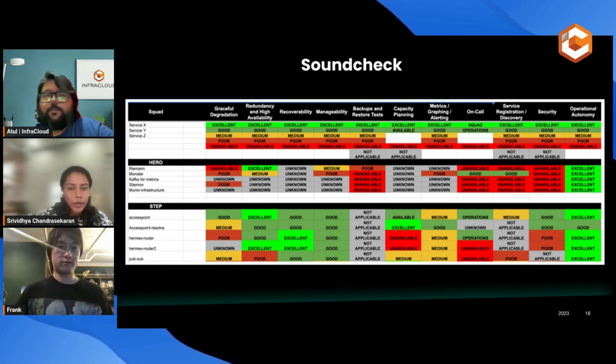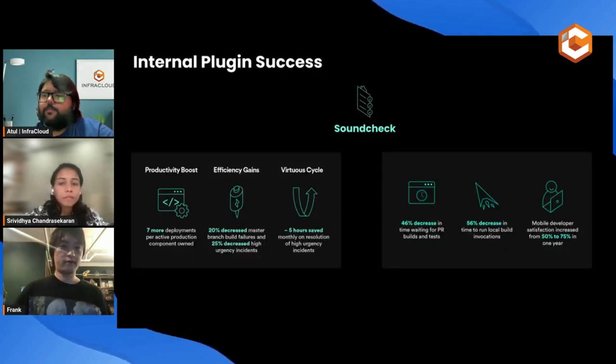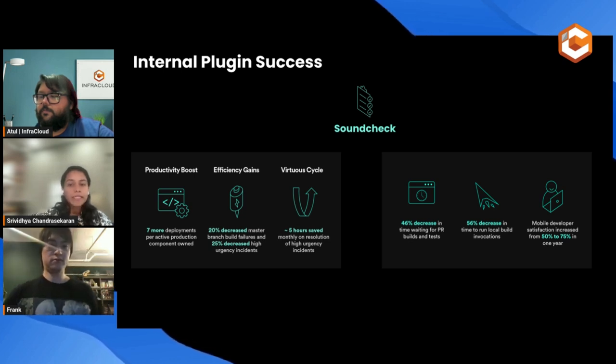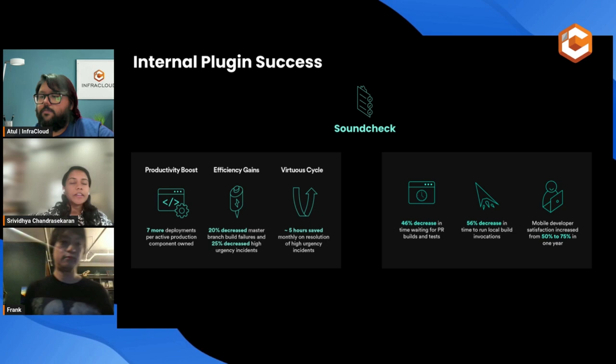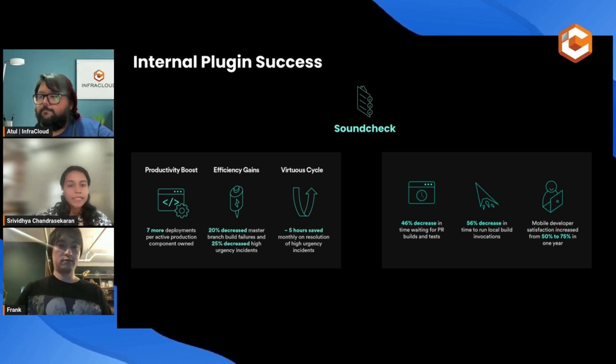I'm going to show you a quick peek at what the data tells us about the impact of Soundcheck at Spotify. The first thing is productivity boosts. Higher pass rates lead to more deployments, with up to 7 additional deployments per percentage point gained at the component level. The next one is efficiency gains. Squads were found to maintain an 85% track pass rate, and a track is a long-term tech health initiative within Soundcheck. They saw a 20% decrease in master build failures and a 25% decrease in high urgency incidents.